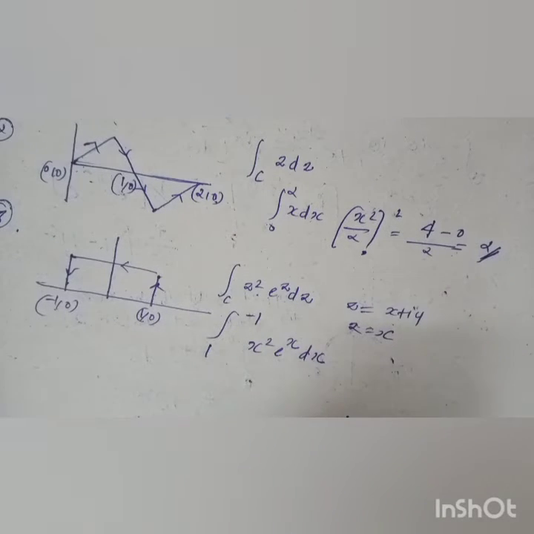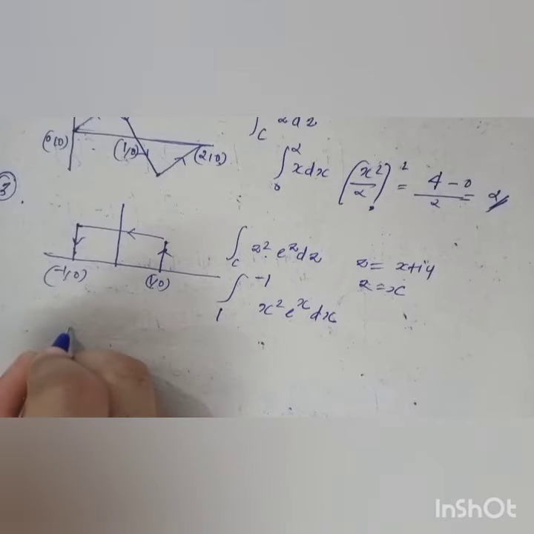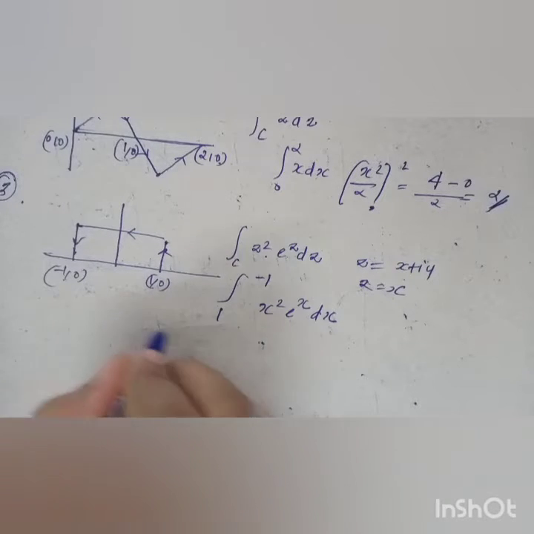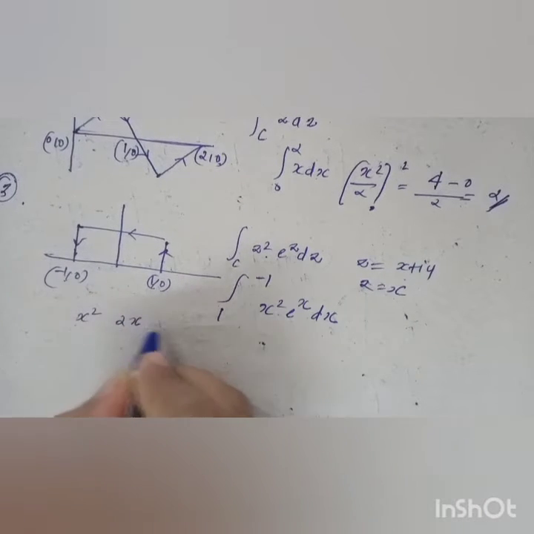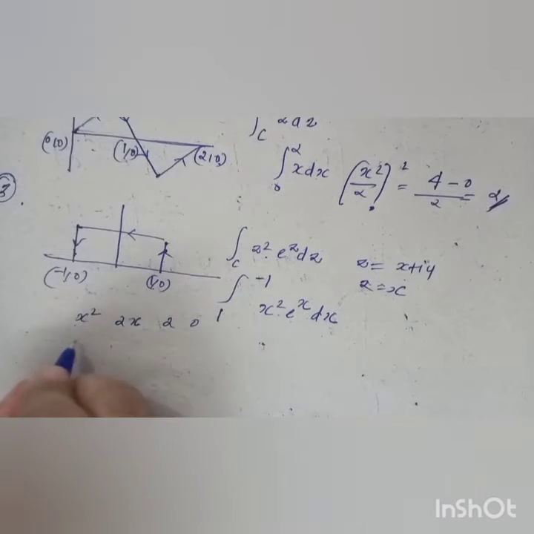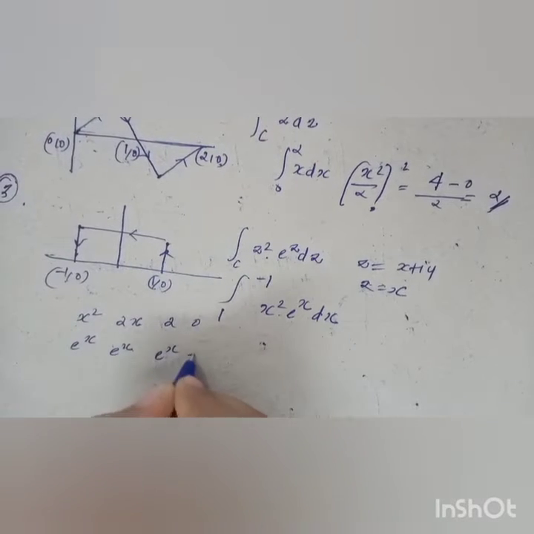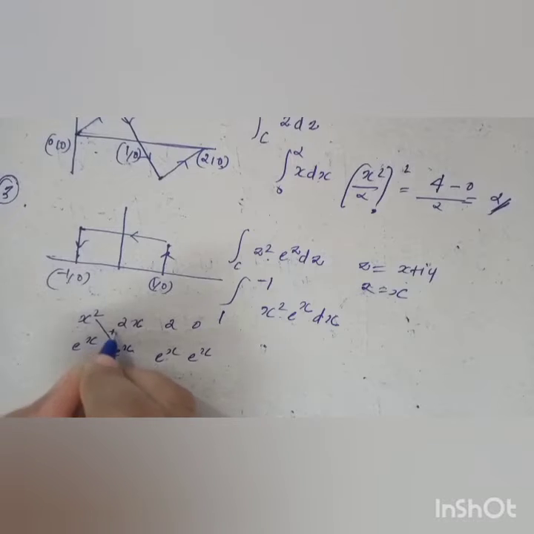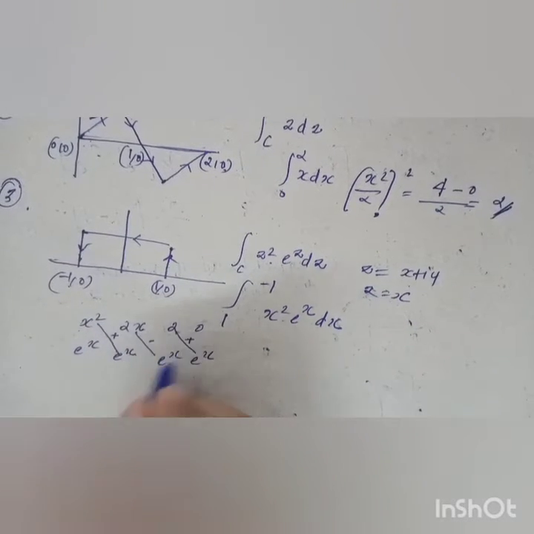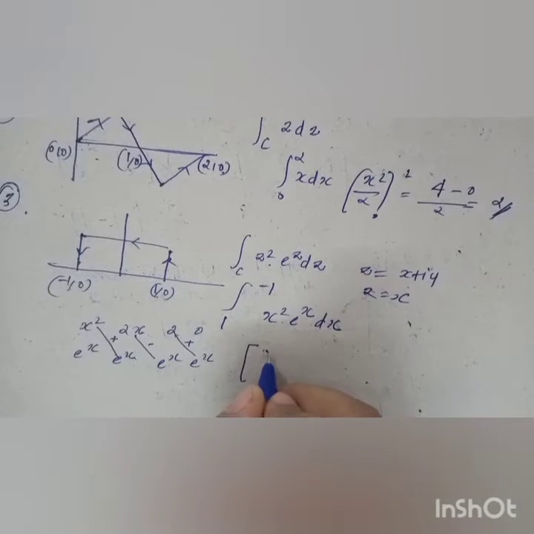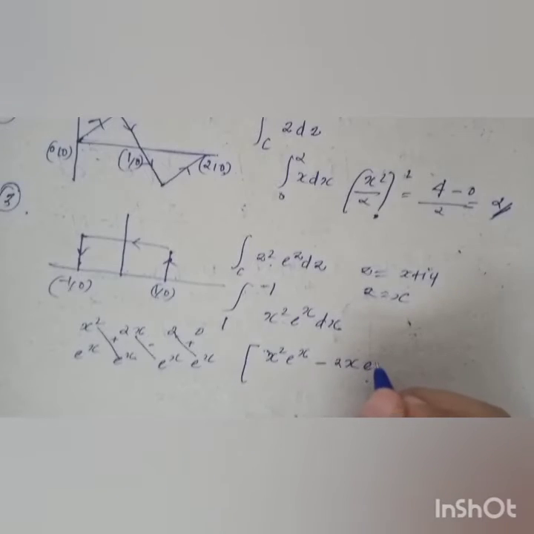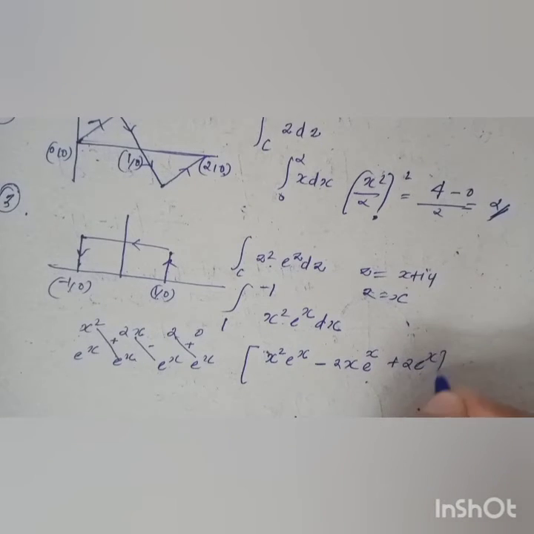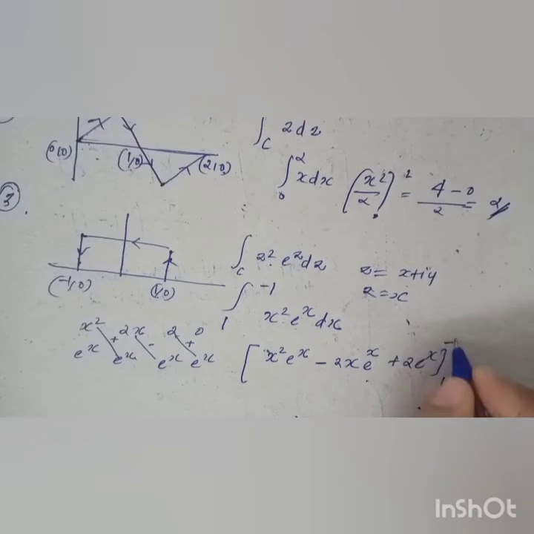Okay, so we know how to integrate this. You have to know how to integrate this by parts, with the signs plus, minus, plus. So this is x square e raised to x minus 2x e raised to x plus 2 e raised to x, from 1 to minus 1.